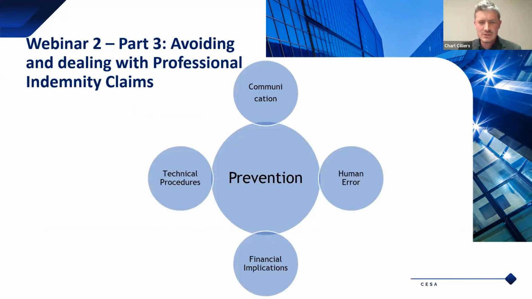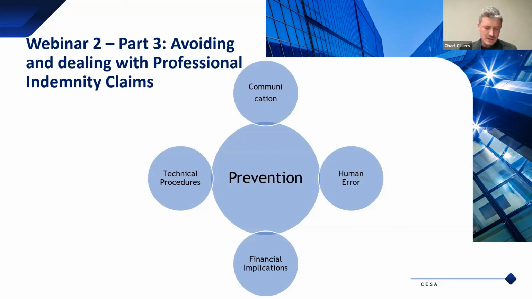Let's talk about prevention. After what Diane and Dr. Kirsten have presented, there'll be overlap here, and lots of it is ordinary common sense, but I'm just going to reiterate. These prevention items that you can look at fall mostly into 4 categories: communication, human error, financial implications, and technical procedures.